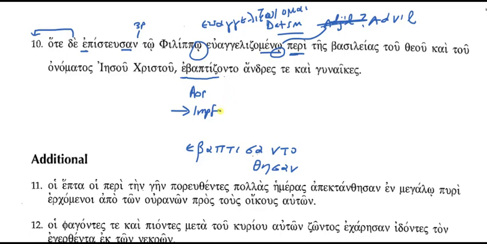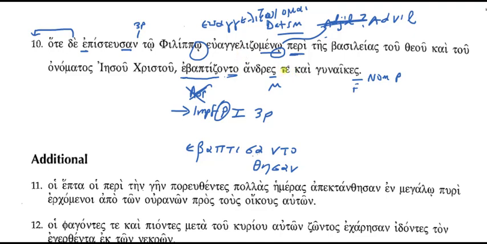Now, is this a true middle, or do you think this is a true passive meaning of baptizō? The subject's third plural, right? So it's a true passive, imperfect passive indicative, third plural. Okay, andres and gunaikes is what case? Nominative plural, and one's masculine, one's feminine, right? So if it were middle, it would be saying, and the men and women were baptizing. Right, that's not what we're getting here. It's men and women were being baptized. Okay, so that's why I'm saying that this should be understood as a true passive, even though the middle and passive are indistinguishable from each other.